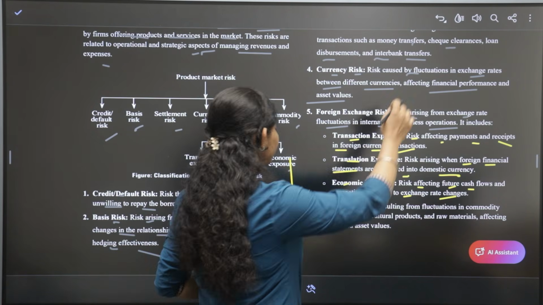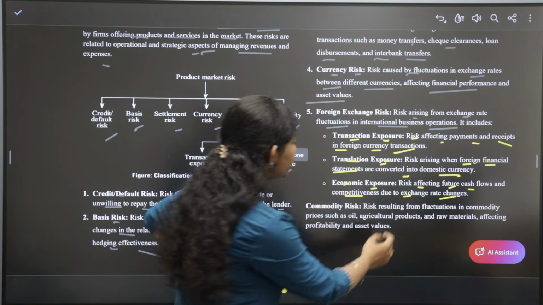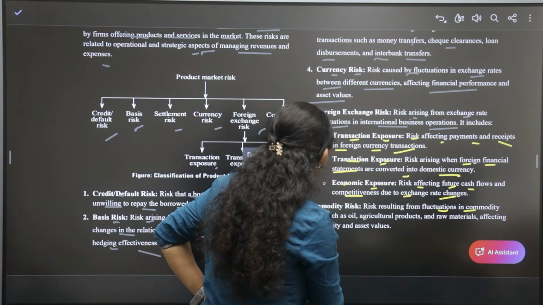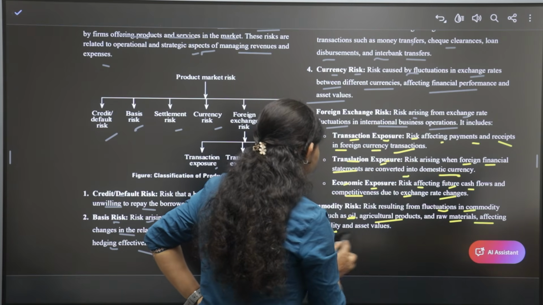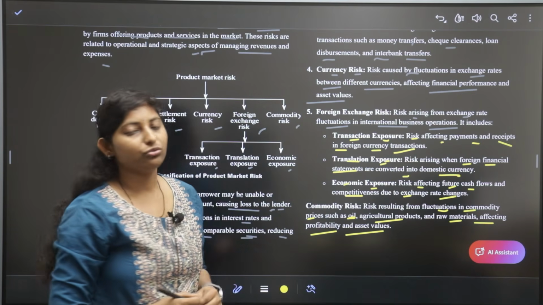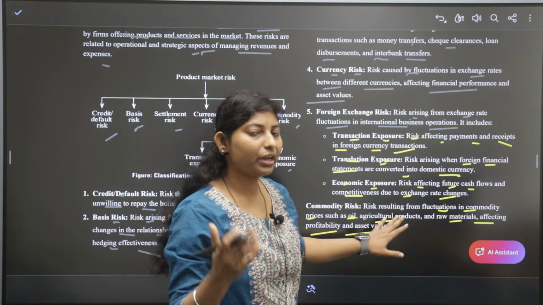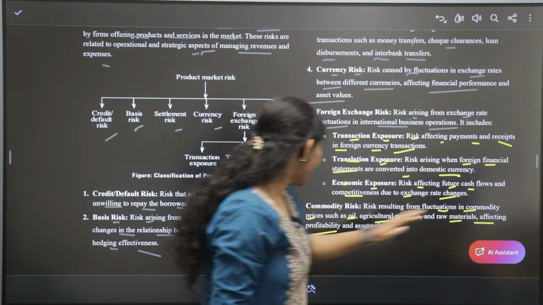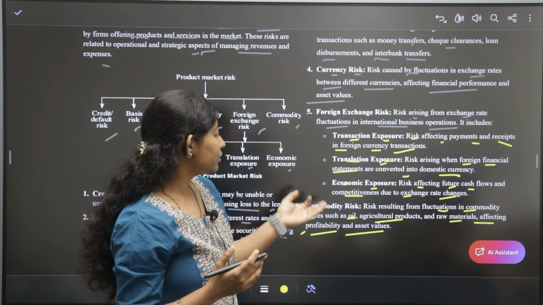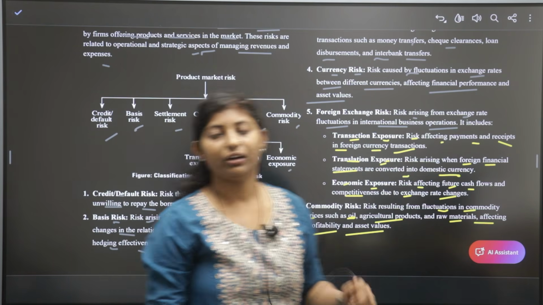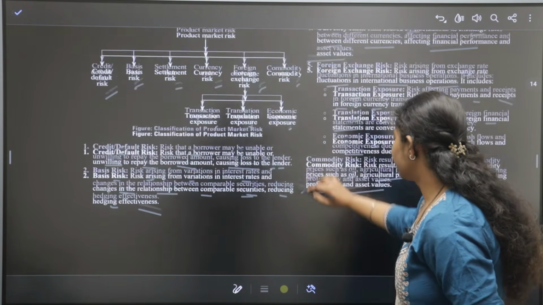Next, we have commodity risk. Commodity risk is nothing but risk resulting from fluctuation in commodity prices such as oil, agricultural products, and raw materials, affecting profitability and asset values. If there is a change in such commodities, it is going to affect the company's asset value. That is what we call commodity risk.